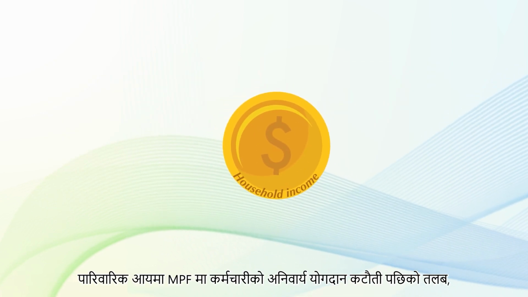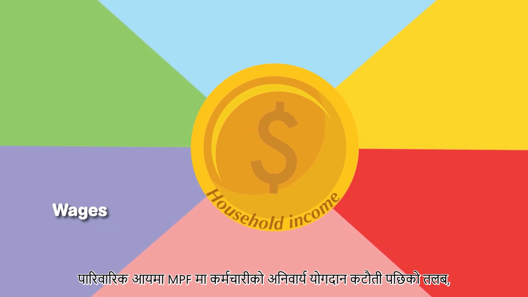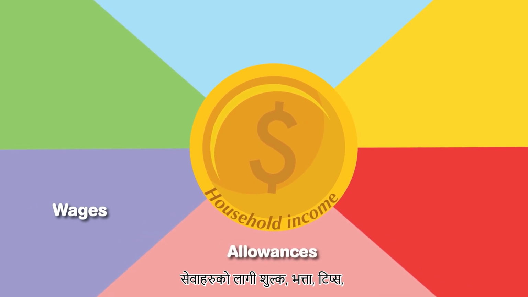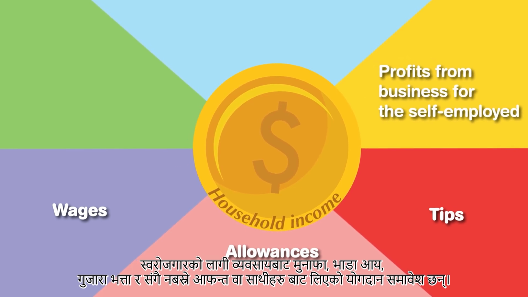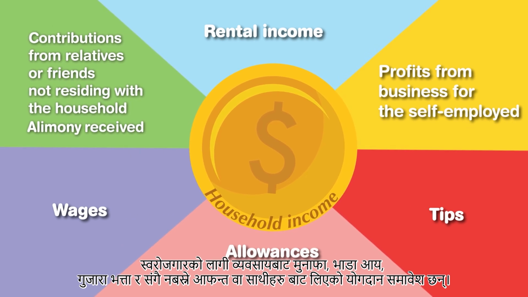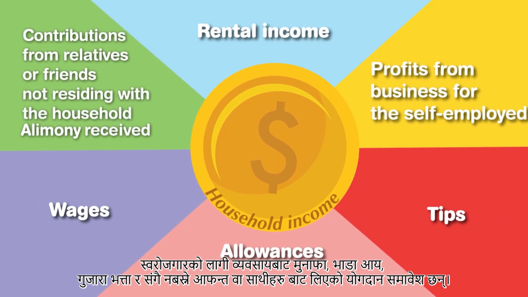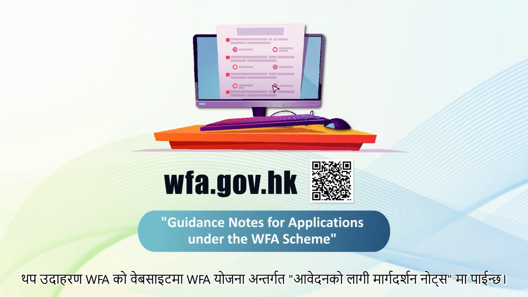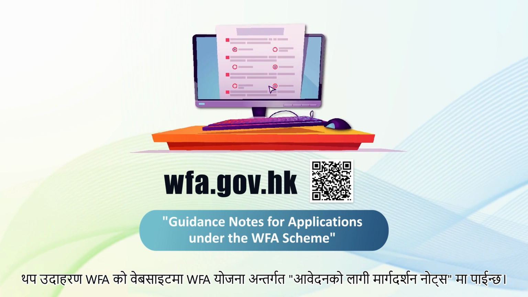Household income includes all wages after deducting employees' mandatory contributions to the MPF, fee for services provided, allowances, tips, profits from business for the self-employed, rental income, alimony received, and contributions from relatives or friends not residing with the same household, etc. More examples are shown in Guidance Notes for Application under the DUFA scheme at the DUFA's website.